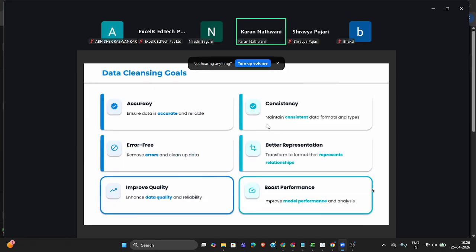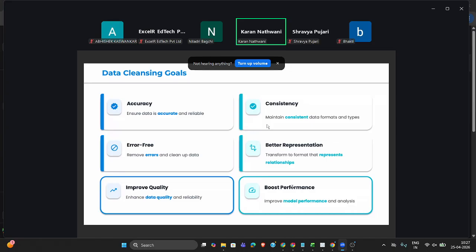Okay. So what is our goal for data cleansing? Accuracy, to make sure that it is highly accurate, error-free, consistent, a better representation, improved quality, and boosted performance. Obviously, whenever you add some machine learning and predictive analysis, which I talked about in the very first session, it will be highly dependent upon the data, because all your analysis is dependent upon the right set of data.